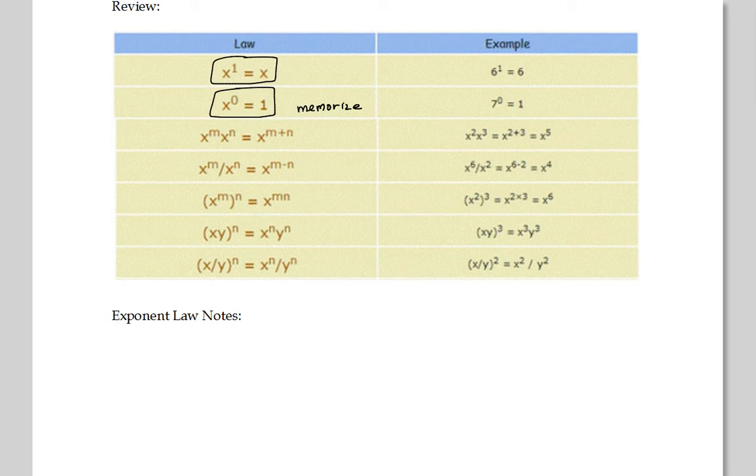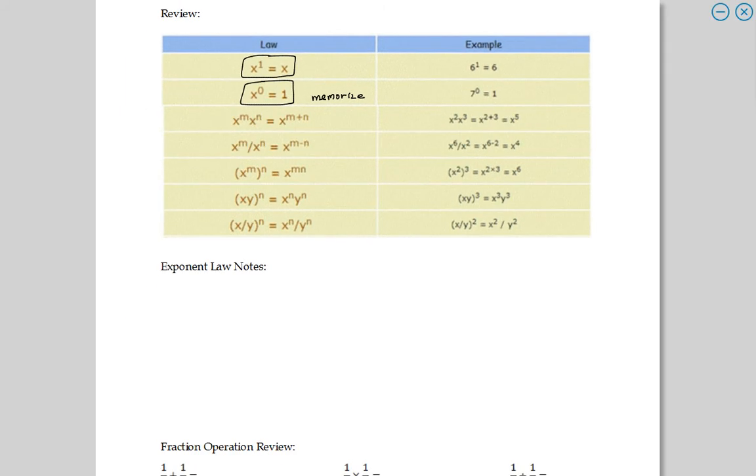We could do a quick little activity or pattern to sort of demonstrate why it's 1. And we can just do a pattern like this. Let's say we do 2 cubed is 8. 2 squared is 4. 2 to the 1 is 2. So now let's take a look at this pattern.